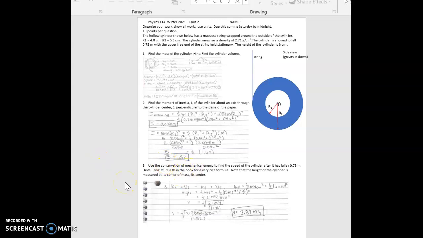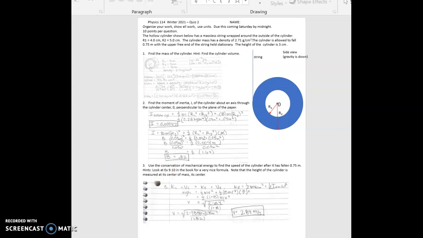In number 3, I was to find the conservation of mechanical energy after the cylinder fell 0.75 meters, and I set up the equation as you can see here so that I could pull out velocity, which equals the square root of 2 times change in y, which is the height, the distance traveled, over 1 plus beta, which I found previously as 0.82. After setting up these two equations to equal each other, as you can see, my velocity is 2.84 meters a second, which checks out once I entered it into the Excel graph.